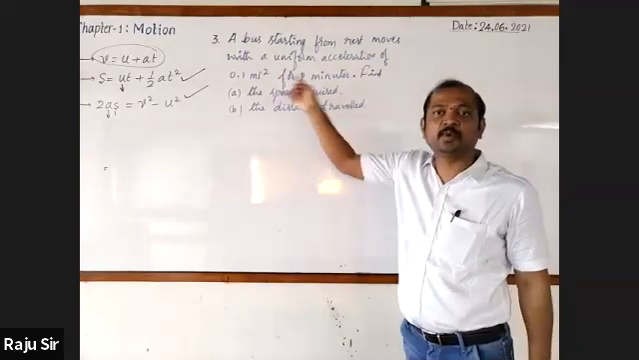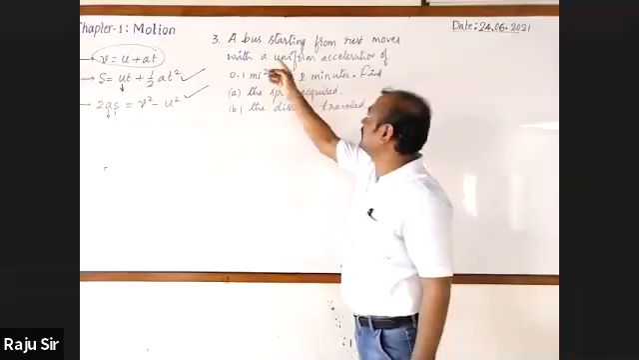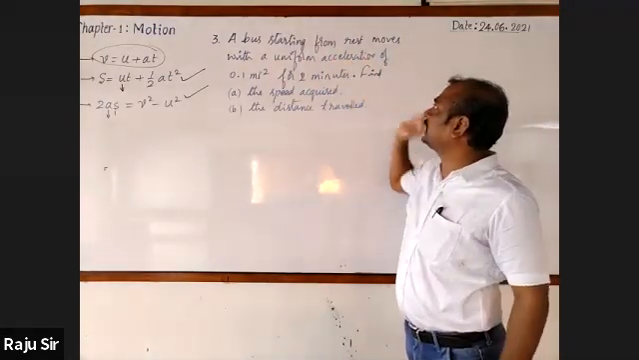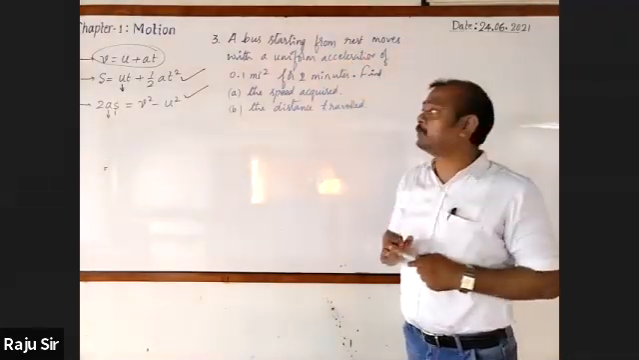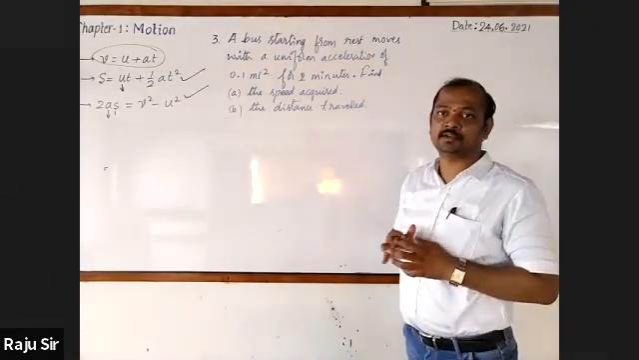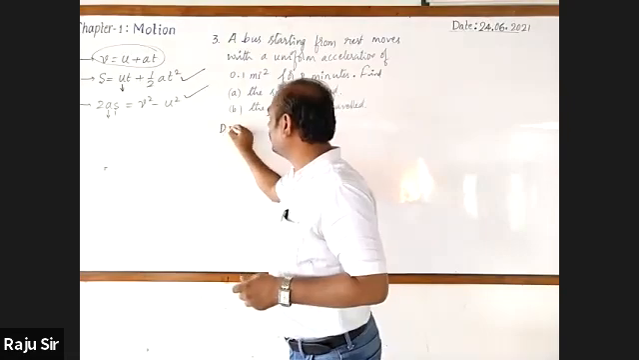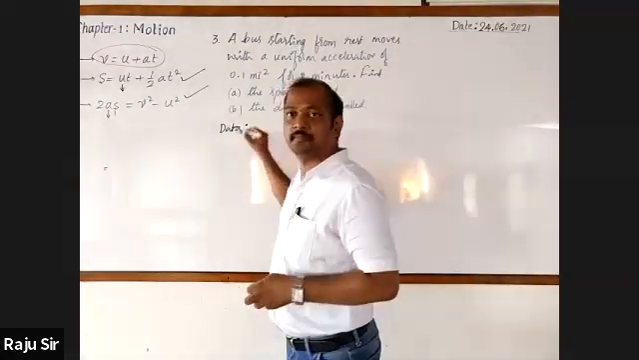Just you should go on writing the data with me. Before that, once you go through the statement, the statement is: a bus starting from rest moves with a uniform acceleration of 0.1 meter per second square. Dear students, could you tell first what can be written in data?